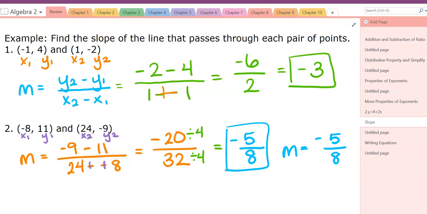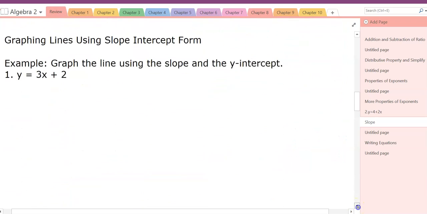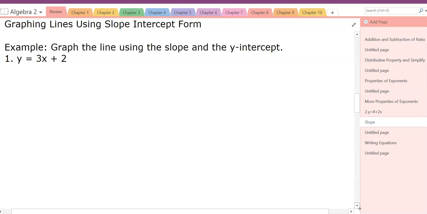Okay, so now that we know how to find slope, we're going to talk about how we use slope and how we use the y-intercept to help us graph these lines. So if you turn your page over, this says that we're going to graph the line using the slope and the y-intercept. I want to review really quick what the y-intercept is, because we've talked about slope already. The y-intercept is the point on the graph where the line actually crosses the y-axis. So it's usually the letter b in the equation.